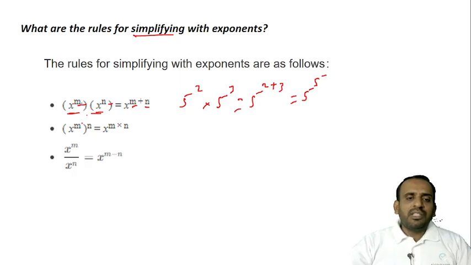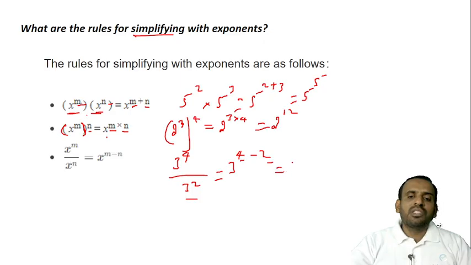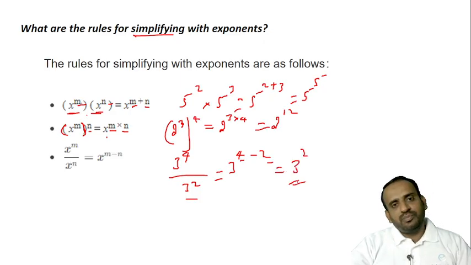Next rule: there is already a power, and upon that one more power comes. Then in that case, both those powers or exponents will be multiplied. For example, 2 to the power of 3, and again raised to the power of 4. It will become 2 to the power of 3 into 4, which is nothing but 2 to the power of 12. Okay, in the same way, suppose we have 3 to the power of 4 divided by 3 to the power of 2. This will become 3 to the power of 4 minus 2. Since this was in the denominator, it will be 3 to the power of 4 minus 2, which is nothing but 3 to the power of 2. All right.